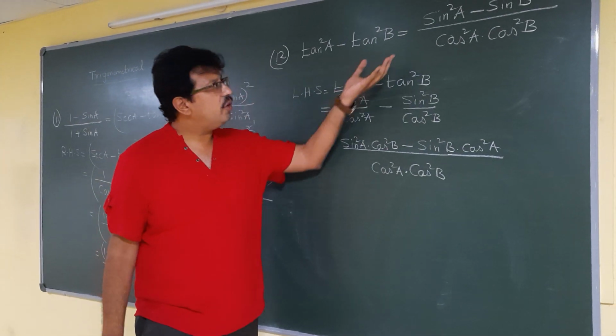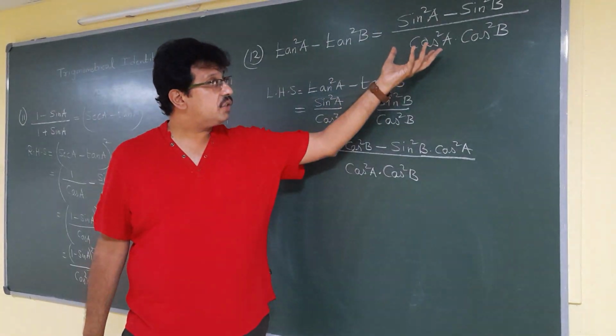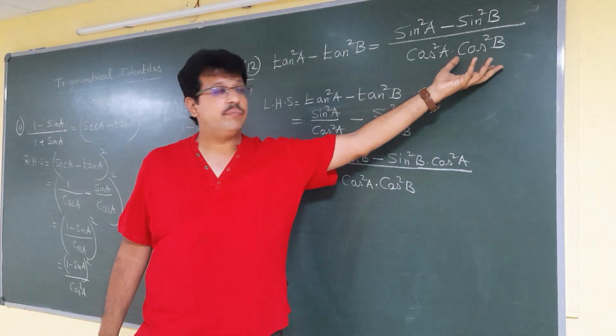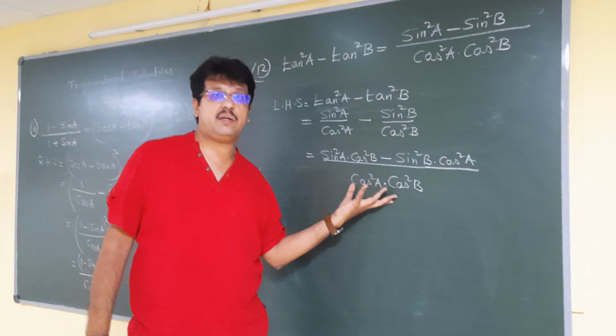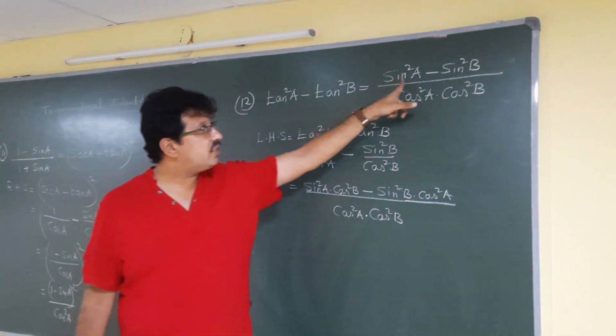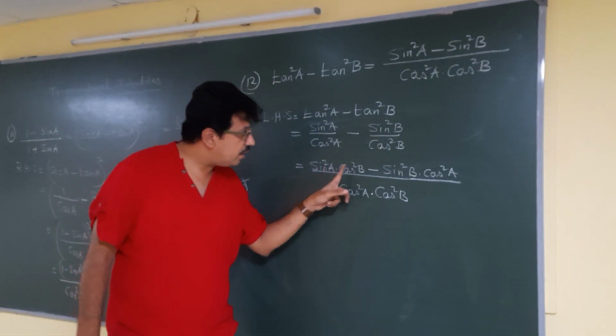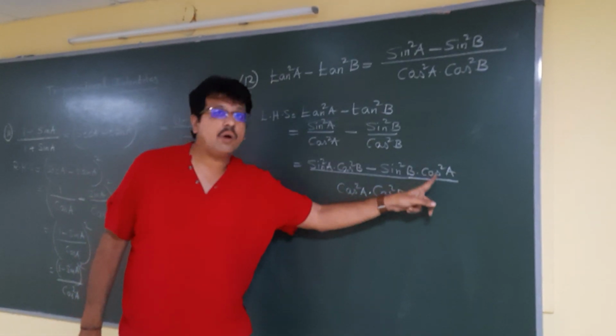And of course, the denominator we already got. We also have to observe the RHS, right hand side. RHS is what? Cos square A into cos square B. So definitely we already got the denominator part. Now we have to observe the numerator part. The numerator part is what? Sin square A minus sin square B. So here we are having sin square A into cos square B minus sin square B into cos square A.